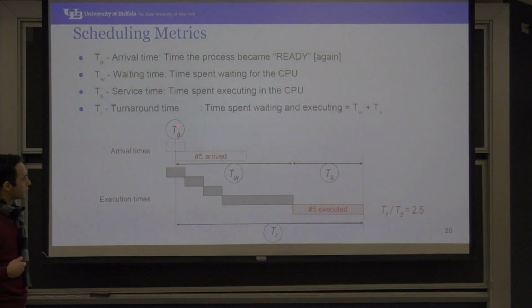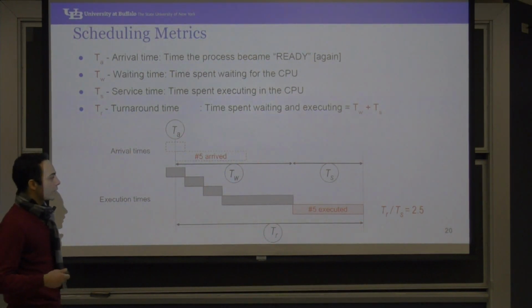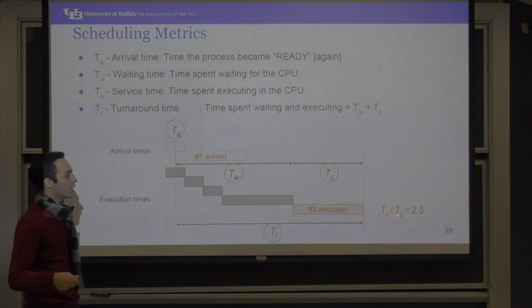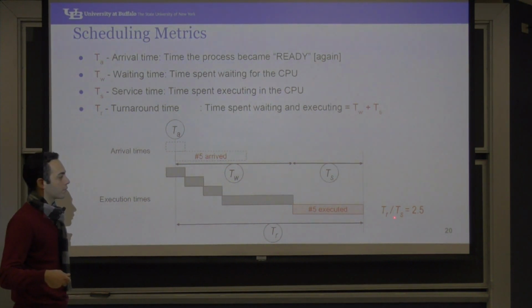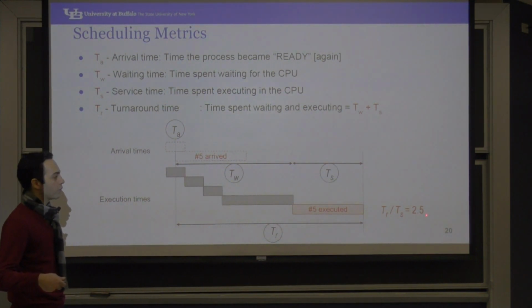So let's take a look at this diagram. There are different processes already there, and process number 5 arrives at this point. So this would be its arrival time. And all this time that is not running on CPU is waiting time. Once it's executing, this is service time. And from the arrival time until the finish time, this is turnaround time, right? In this case, the turnaround time to service time ratio is 2.5.